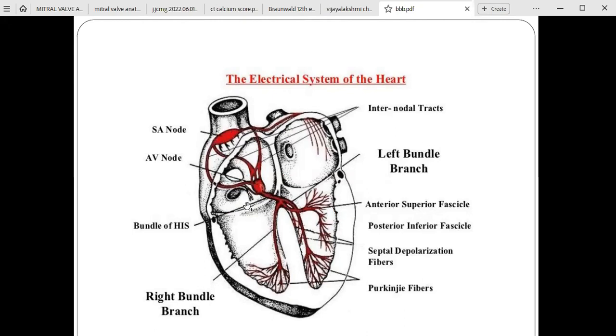The SA node depolarizes the AV node. From the AV node comes the bundle of His, and this bundle of His then divides into what are called the anterior fascicle and the posterior fascicle. You can see here that the anterior fascicle generally goes from here towards the left ventricle. The posterior fascicle goes directly downwards to the apex.